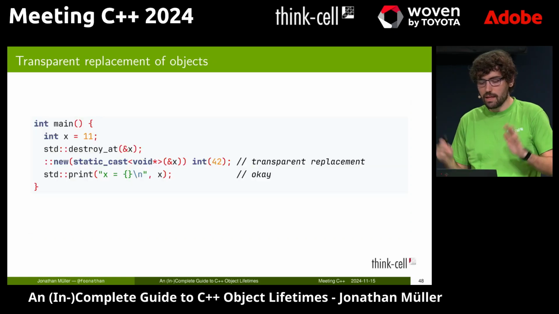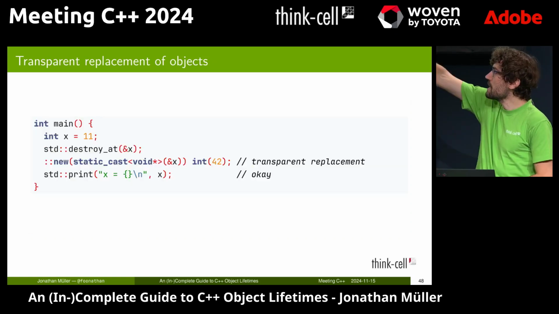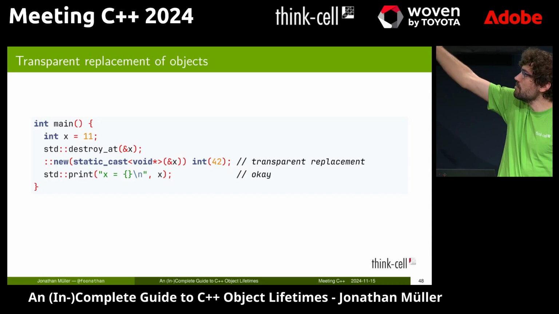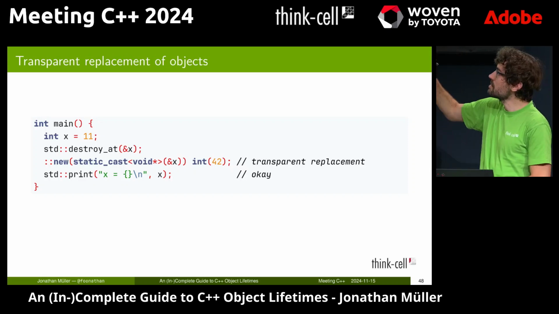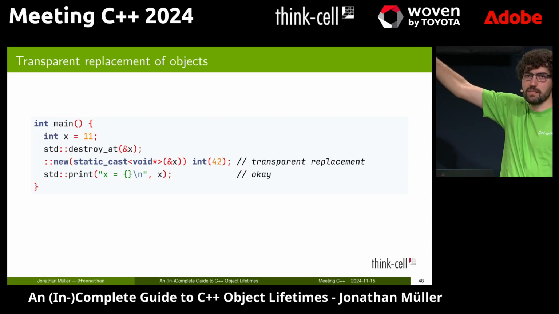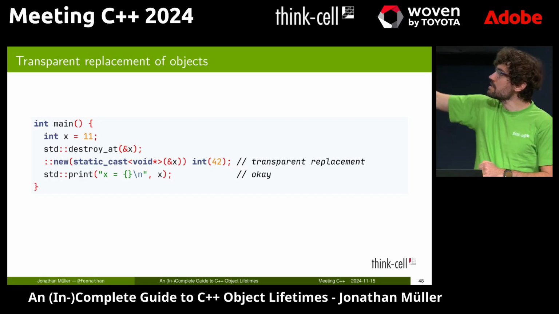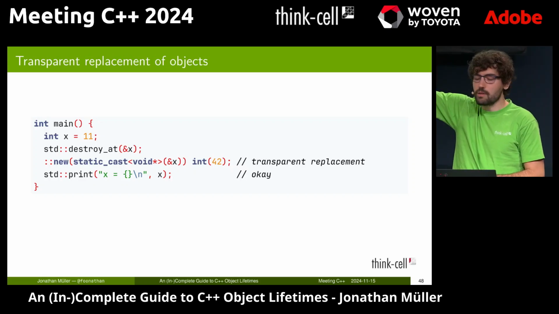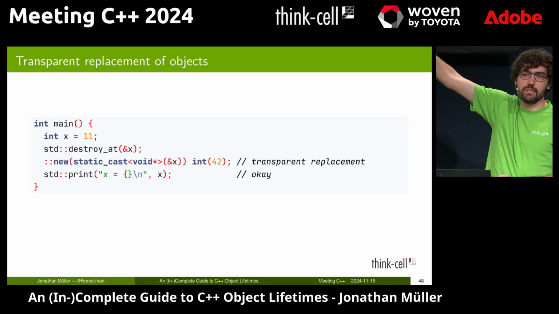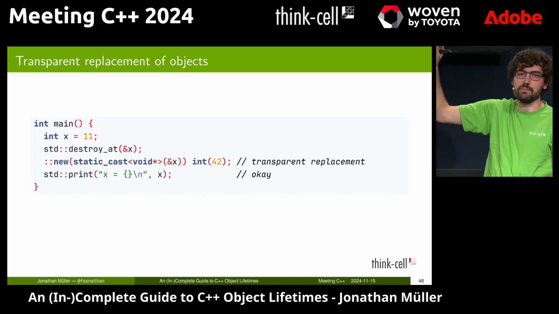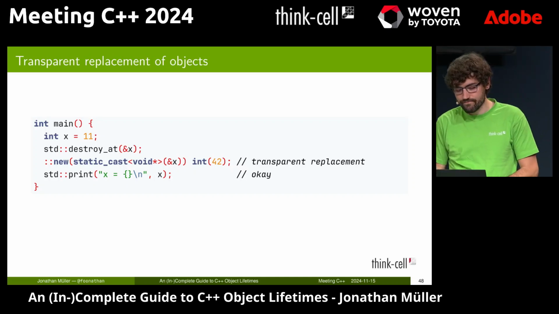What this means is that this code is perfectly fine. We're having an int object, and we're replacing it with a new int object at the same location. This is a transparent replacement, so we can access x just as if nothing has happened. And this is also why at the closing brace, the compiler will implicitly destroy the original x object, which is fine because we did a transparent replacement. Right? So this all works out.